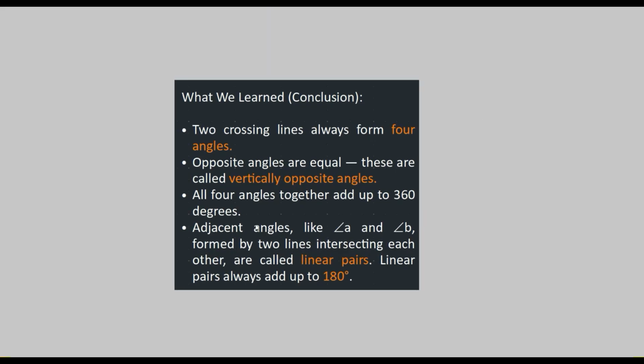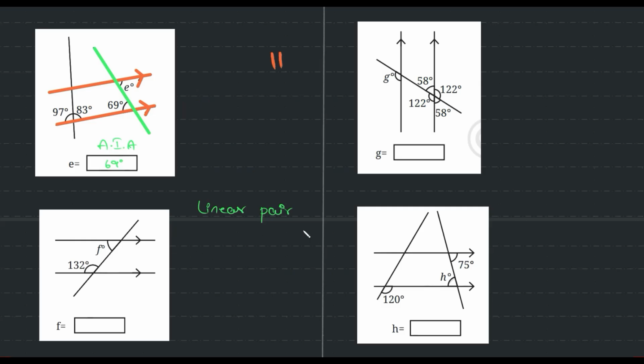Let me zoom. Yeah, can you see this? Linear pair. Adjacent angles like A and B formed by two lines intersecting each other are called linear pairs. And the linear pair adds up to 180 degree. But why are we doing 180 degree? I gave you guys a clue. That's okay. But what's the point? Why did I do that? Think about everything.